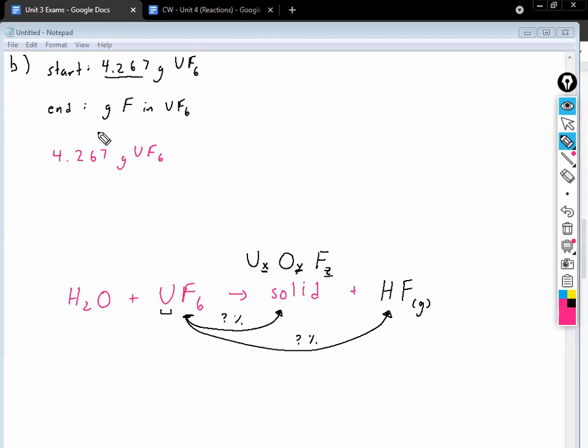Oh, and let me help you guys out a little bit. The molar mass of UF6 is 352. Okay, just to speed up the process a little. UF6 is 352 grams per mole.